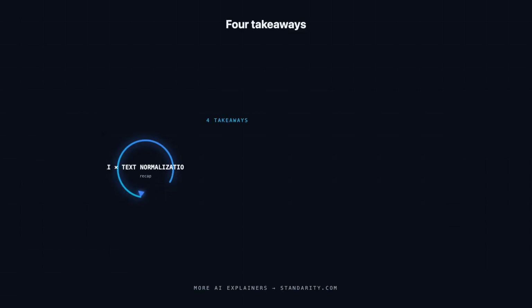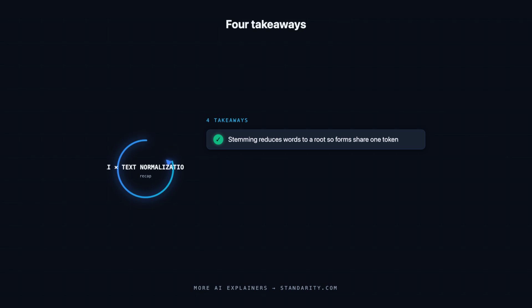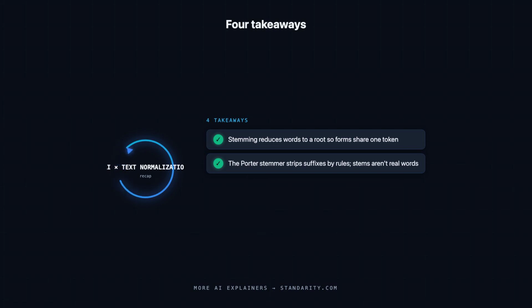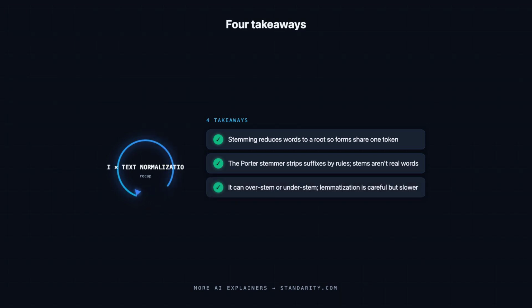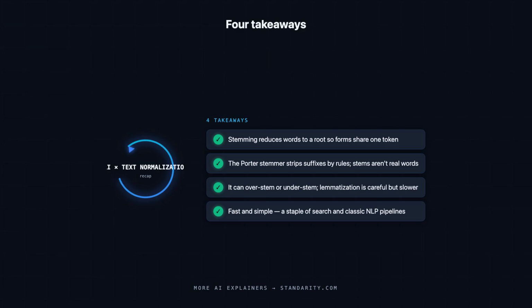Okay, let's pull the essentials together before we finish. There are four things worth remembering here. Stemming reduces words to a root by chopping off prefixes and suffixes, so inflected forms share a single token. The famous Porter stemmer applies rule-based suffix stripping, and the resulting stem need not be a real dictionary word. Because it just cuts strings, it can overstem or understem. Its careful cousin, lemmatization, is more accurate but slower. Fast, simple, and language-friendly, stemming stays popular in search and classic NLP.